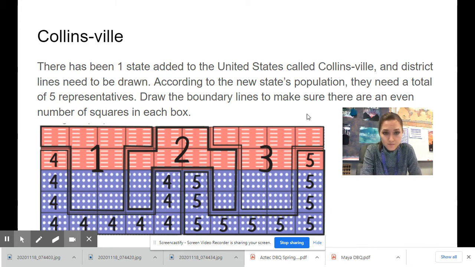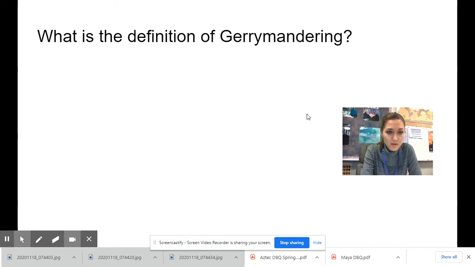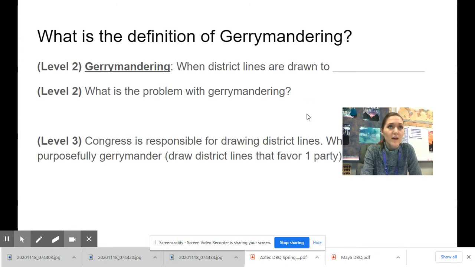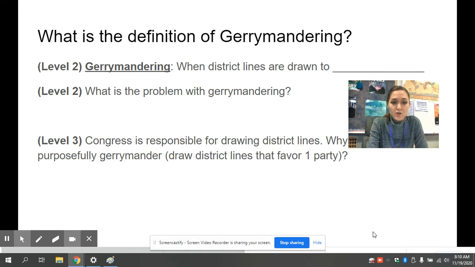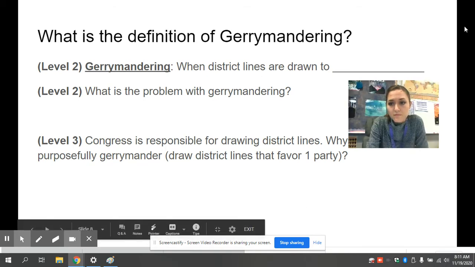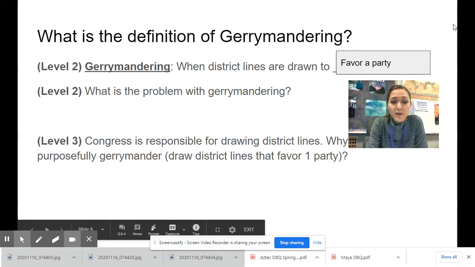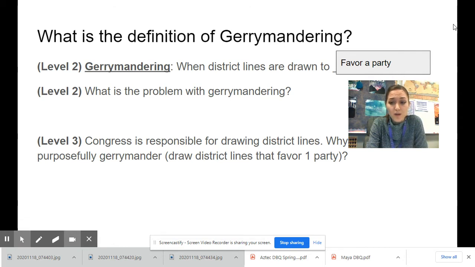bills and laws. Okay, so this should help you fill out these notes, thinking about that activity that we did in class and we briefly went over in this video. We're going to go ahead and use that to make a definition for gerrymandering. So gerrymandering is when district lines are drawn to, go ahead and think about it for 30 seconds and I'll tell you the answer. All right, so gerrymandering is when district lines are drawn to favor a party. You can go ahead and use that to fill it in your notes.